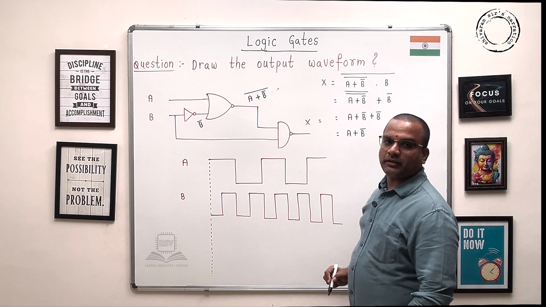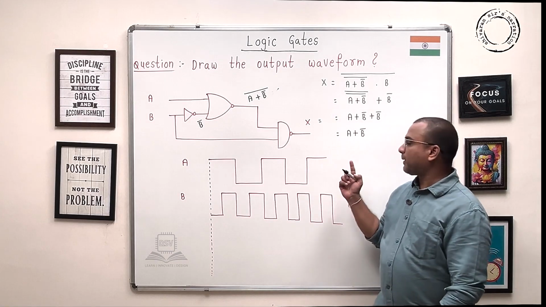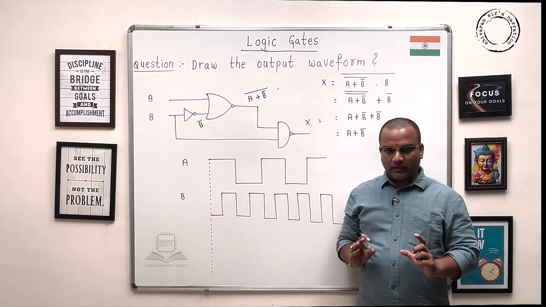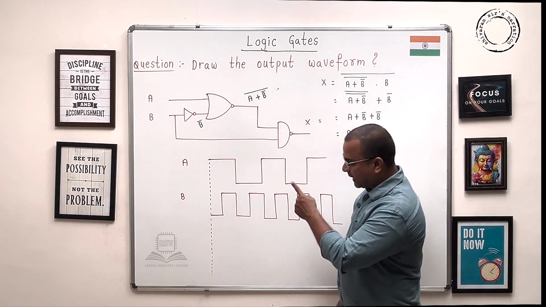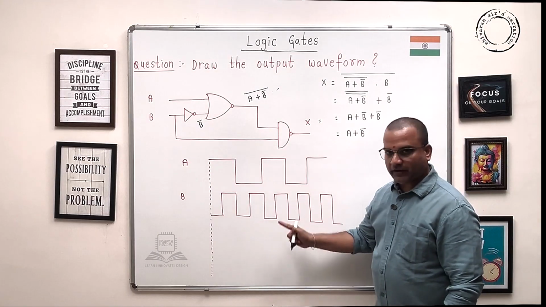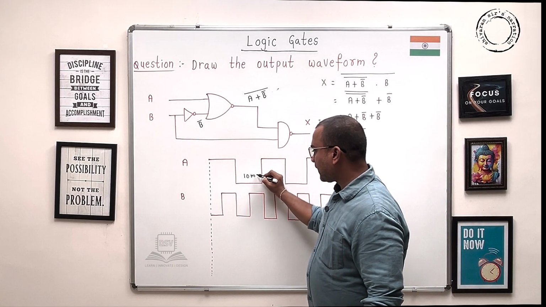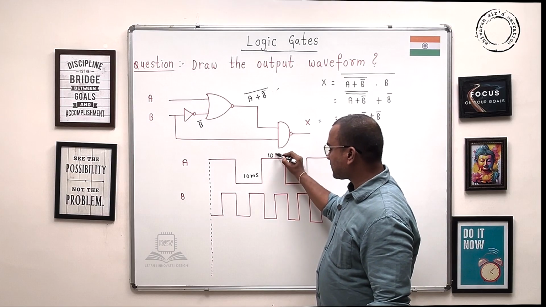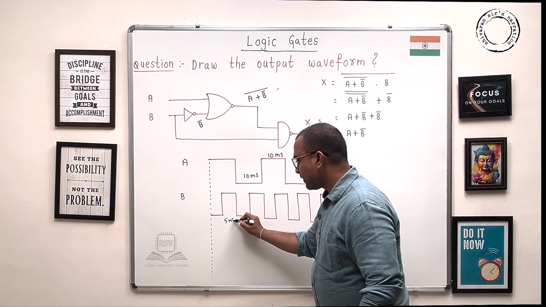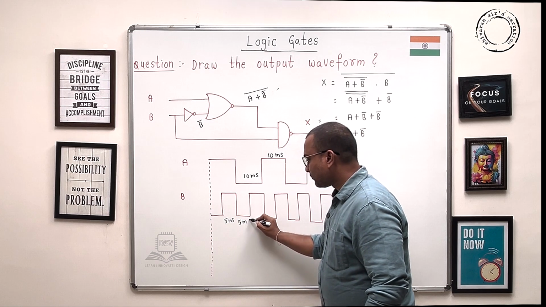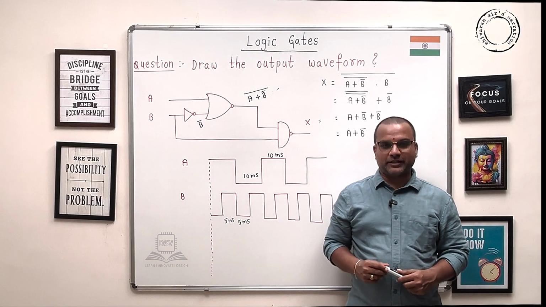So guys, the given design is giving you the Boolean function A plus B bar, so that the output follows A plus B bar. They have given A, B inputs. These are the waveforms. Of course, this off period is 10 milliseconds and this on period is 10 milliseconds, and this is 5 milliseconds, 5 milliseconds. Got it guys? For better understanding, we are entering into graphical representations.